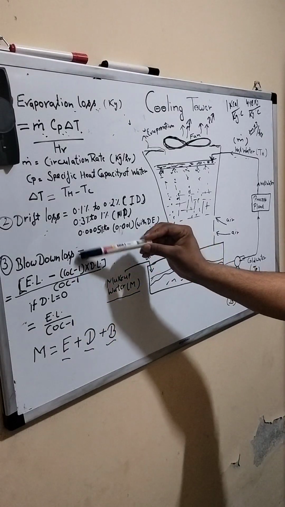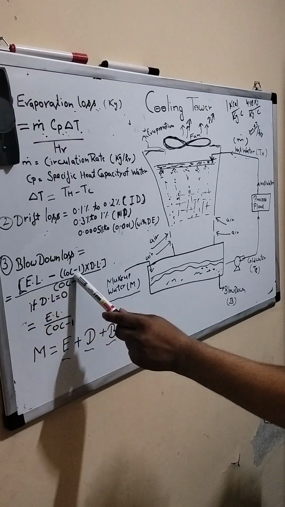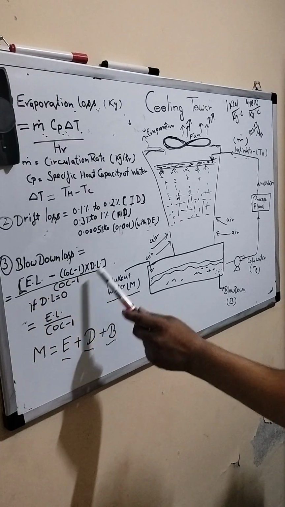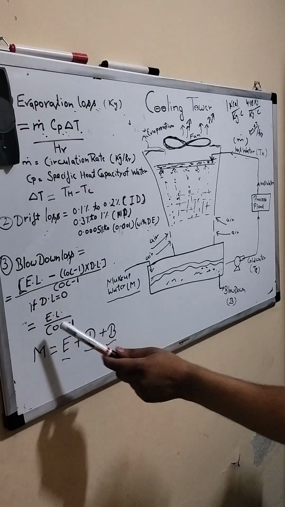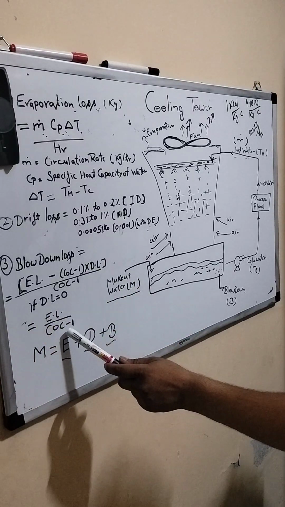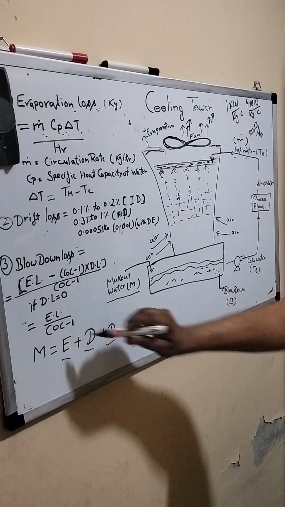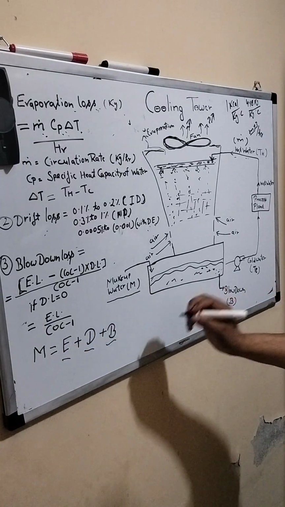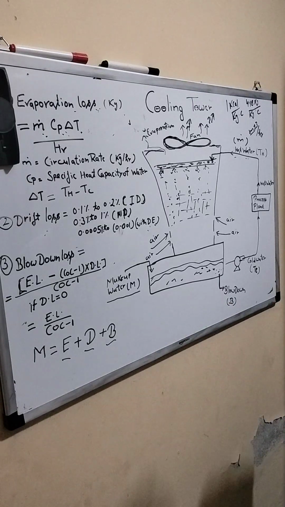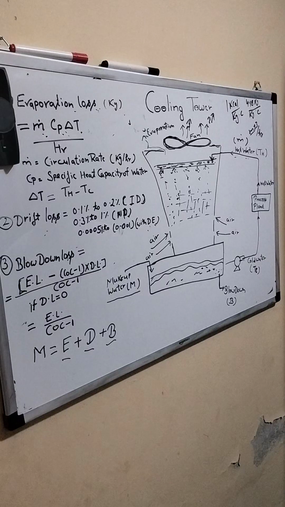So how do we calculate blowdown? It is the evaporation loss minus (COC minus 1) into drift loss, divided by COC minus 1. If drift loss is 0, it becomes evaporation loss divided by COC minus 1. What is COC? It is the cycle of concentration.